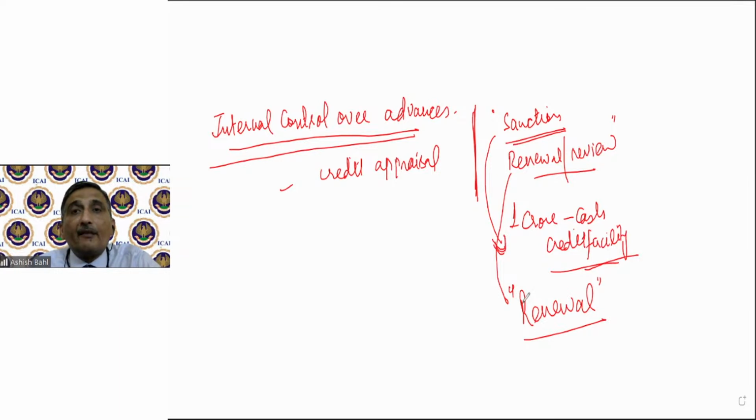So what would happen? Then fresh documents would have to be executed, because at the time of the earlier sanction, the documents were executed for rupees 1 crore. So to be legally binding, these documents now have to be for a value of rupees 1.5 crore. So in that case, what would happen? There would be renewal cum enhancement, renewal plus increase, in the credit facilities.